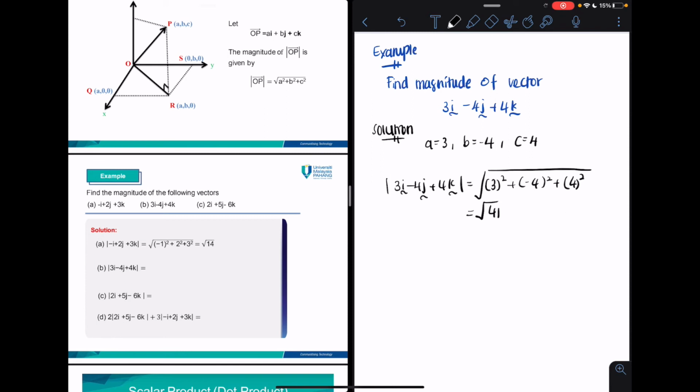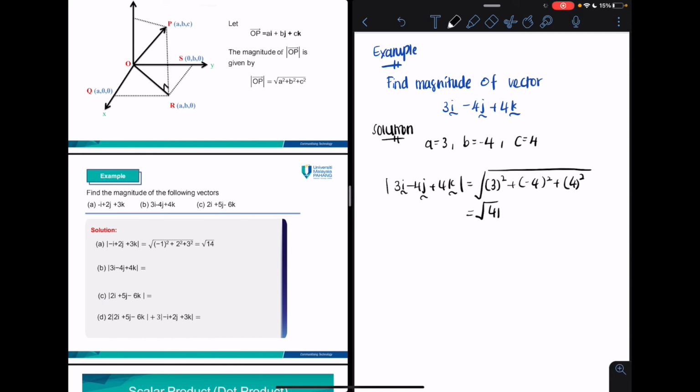So now let's take a look at this example where we ask you to determine or find the magnitude of vector in 3D, which is given by 3i minus 4j plus 4k. We have discussed about formula to determine magnitude of vector in 3D, which is you have to use the formula square root of a squared plus b squared plus c squared. So in order to solve this problem, this question is very straightforward, where you have to identify first which is your a, which is your b, and which is your c.